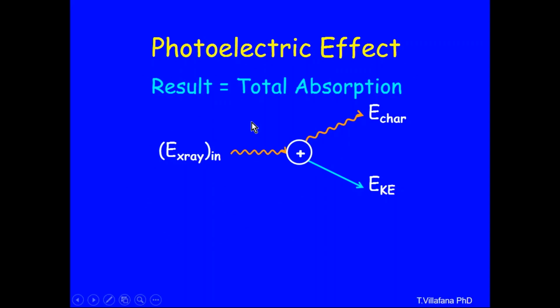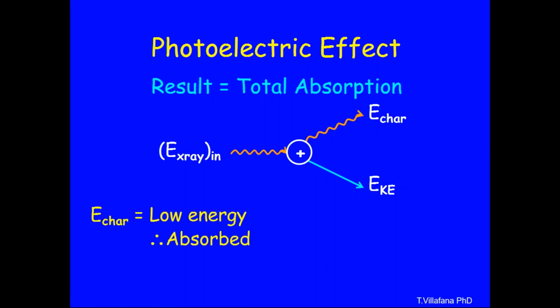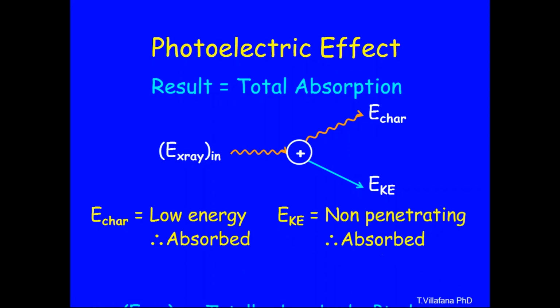Okay, the photoelectric effect, and this is a big statement, always results in total absorption. Remember that the photoelectric effect was set in motion with the X-ray coming in, totally disappearing, and its energy totally reappearing in the form of characteristic and kinetic energy of the electron, and both of those are absorbed. So total absorption.